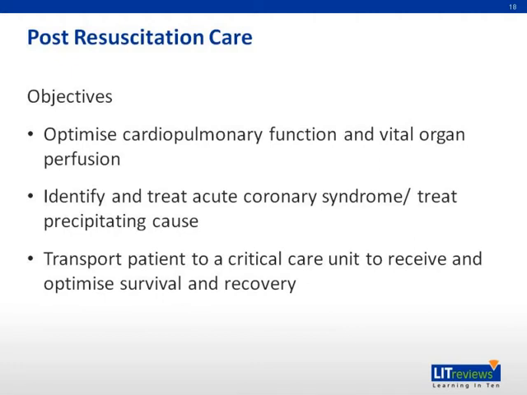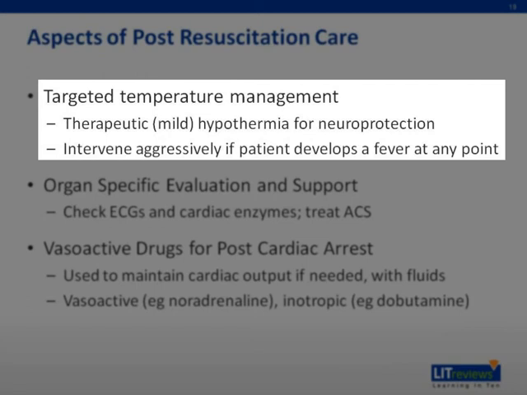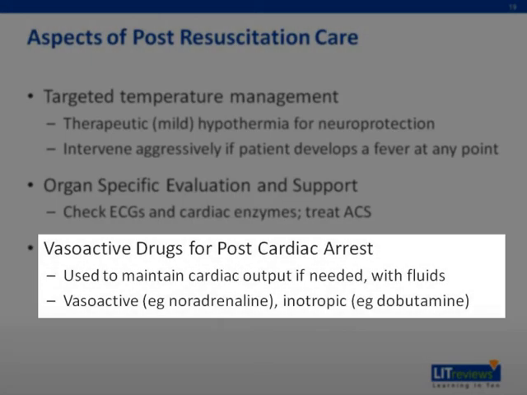After we have successfully resuscitated the patient, there is a lot more to do. We must treat the precipitating cause of the collapse and ensure the patient is able to maintain perfusion for the resuscitation to be considered truly successful. There are many aspects of post-resuscitation care. Targeted temperature management means ensuring that the patient is at least normothermic. Therapeutic hypothermia is available in suitable patients because it has been shown to improve neurological outcomes. Evaluate the patient once again in closer detail and investigate and treat as necessary. Also, consider starting vasoactive drugs that help with cardiac output.